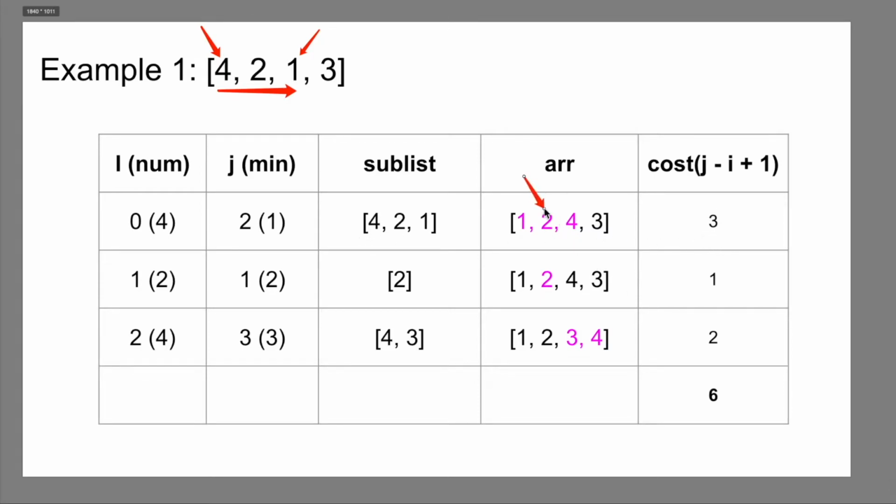Then we start from the second position. Find the minimum value from this position until the end. It's also 2. Reverse this sublist. The cost is 1. Then start from the third position. Find the minimum value. Reverse this list. The cost is 2. The total cost is 6.